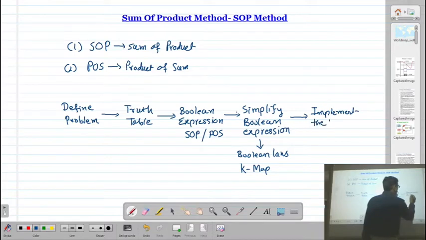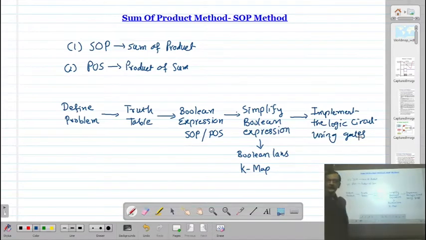And this simplified Boolean expression you have to implement as a logic circuit using gates, means using AND, OR, NOT, NAND or NOR gates. So in this way you can design a digital circuit.